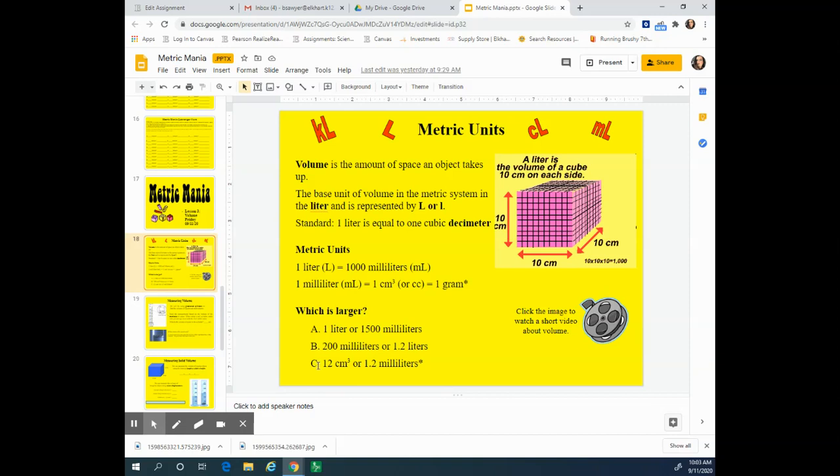Now let's jump down to C. We have 12 cubic millimeters or 1.2 milliliters. Which one is going to be bigger? If you said 12 cubic millimeters, that is times 3. Yes, you are correct. Good job.